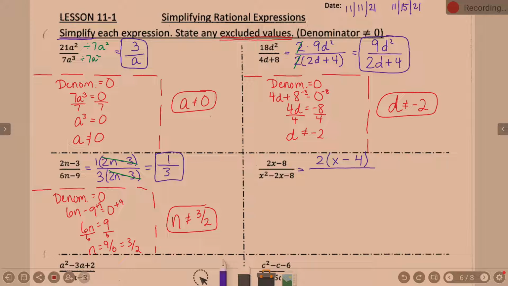Okay, denominator. Is there a GCF in the denominator? No, there's not. Okay. X squared minus 2x minus 8. How do we factor that? Because you can do 2 without the x squared. You can't do x because of the b. Right? So no GCF.